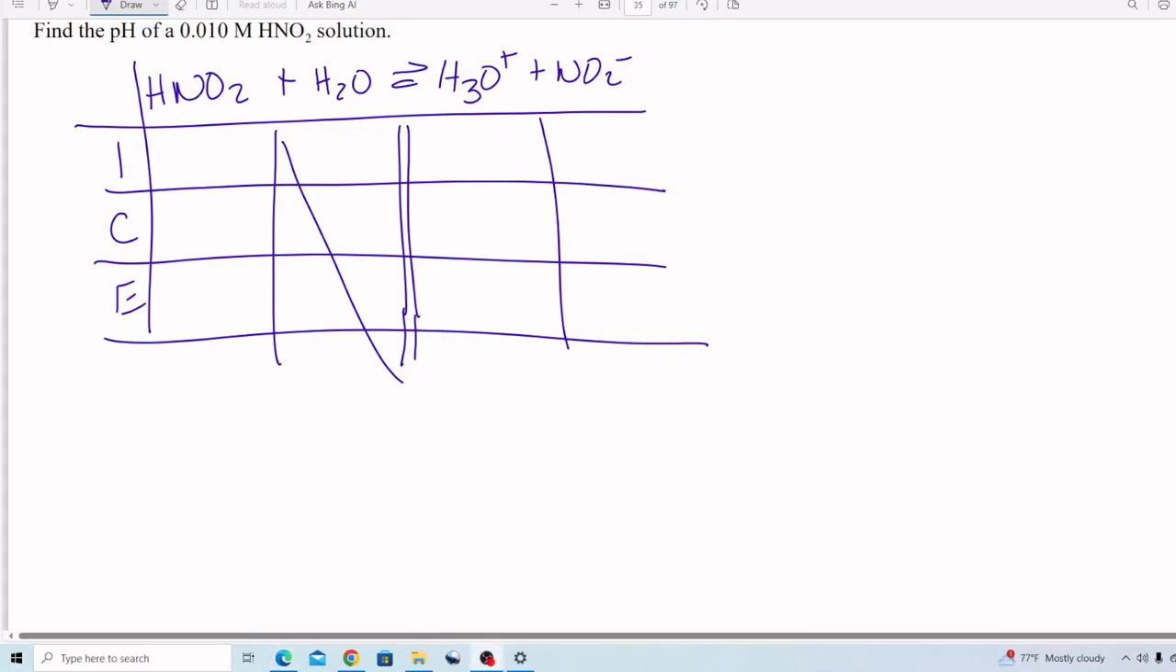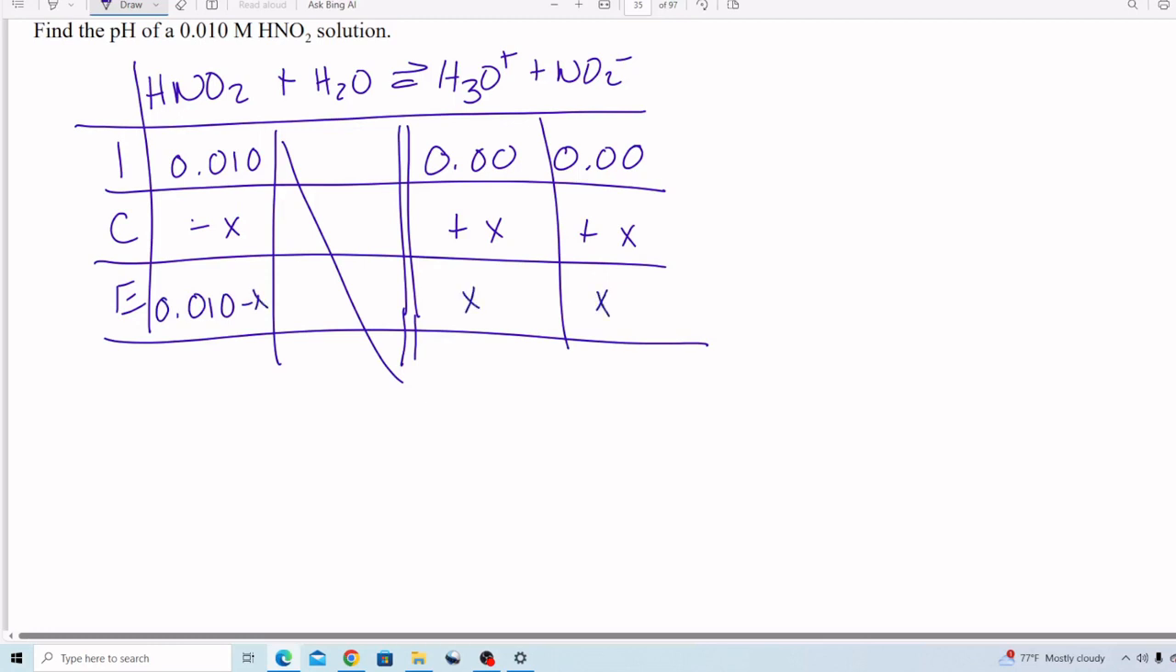So plugging in our initial value for the acid, 0.010, essentially we have no hydronium initially and no anion. So we're losing X of the acid, gaining X of the hydronium, and gaining X of the nitrite anion. At equilibrium we have 0.010 minus X, X, and X.